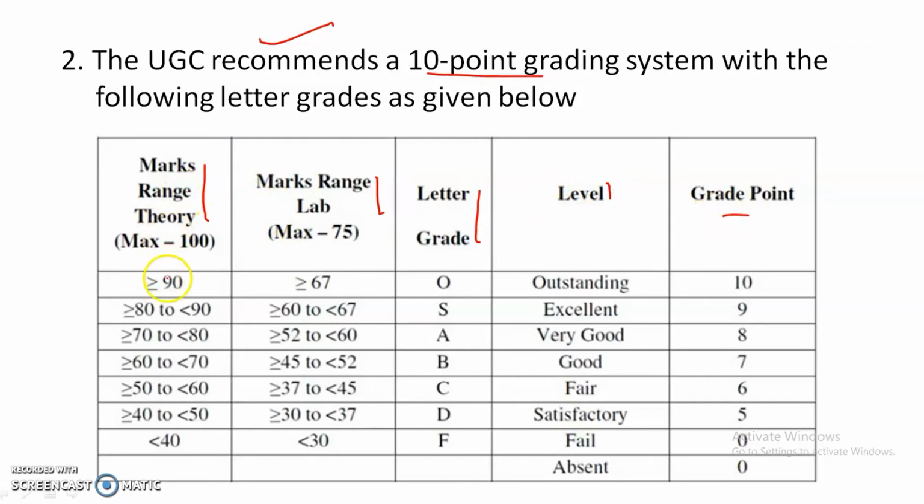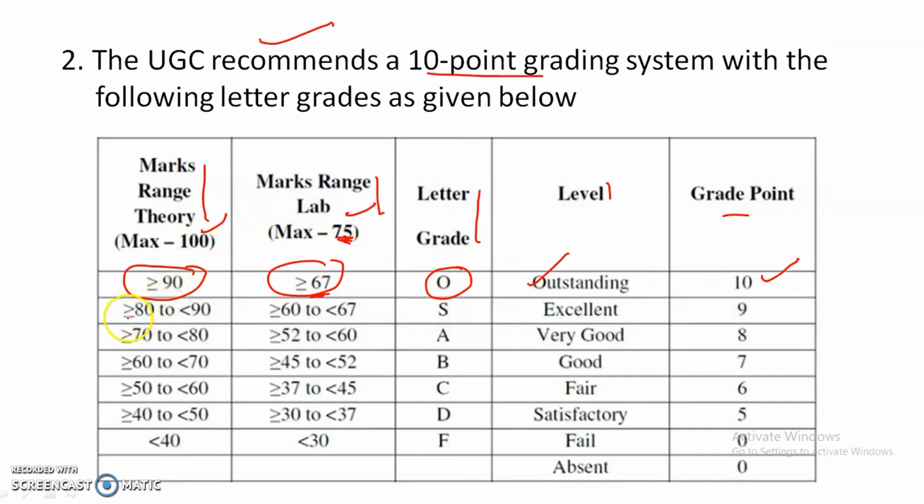In the theory, if he got more than 90 marks, then the letter grade is O. That means O stands for outstanding, and you can give grade point 10. And in the lab, it is the same case, greater than 67 marks out of 75. That means for theory the maximum is 100 marks, for lab the maximum is 75 marks.